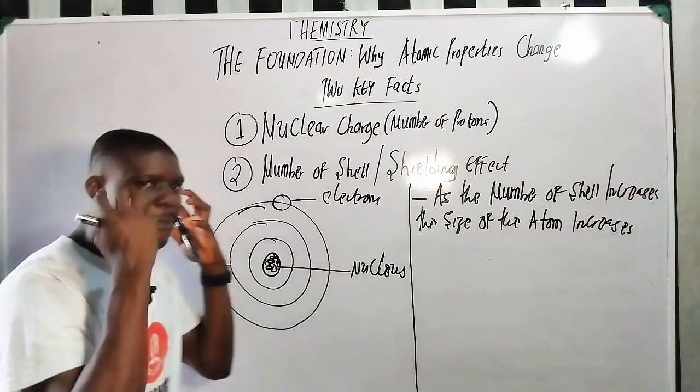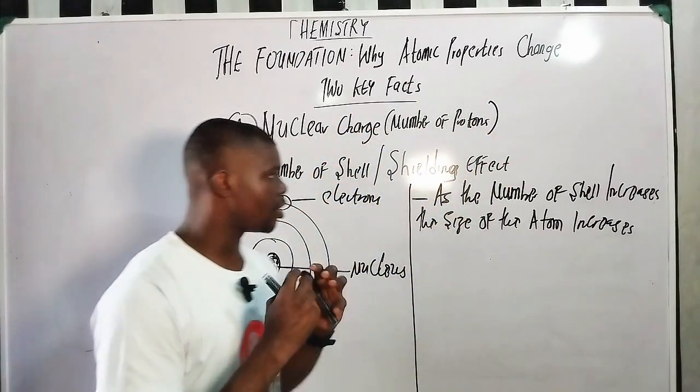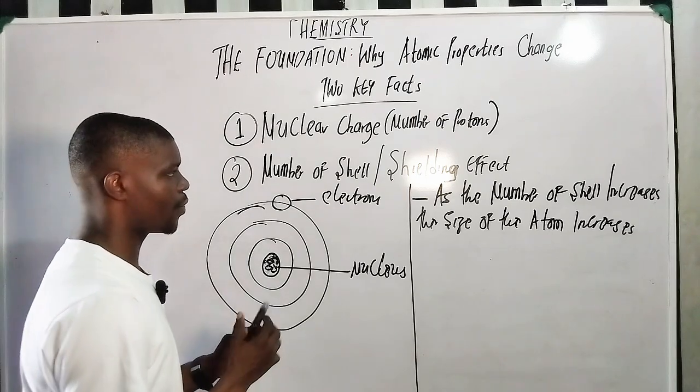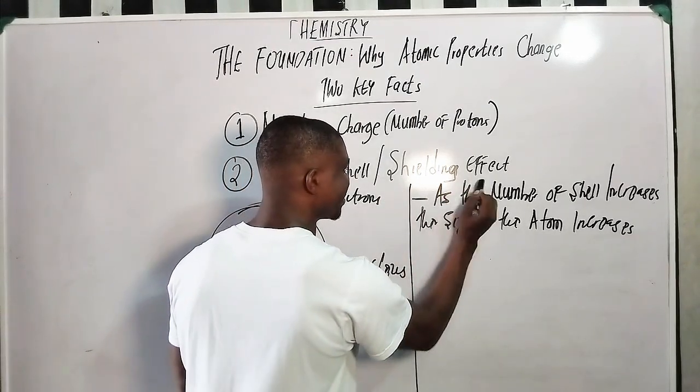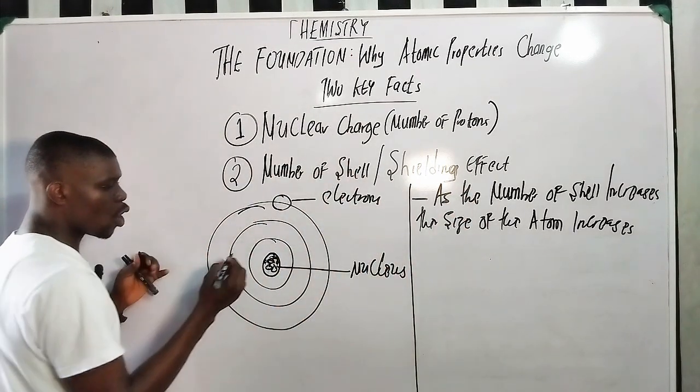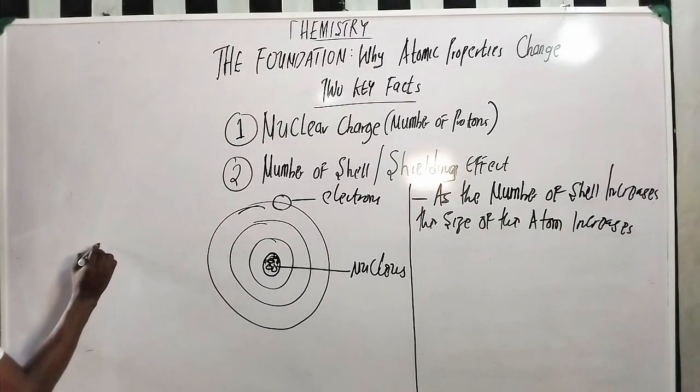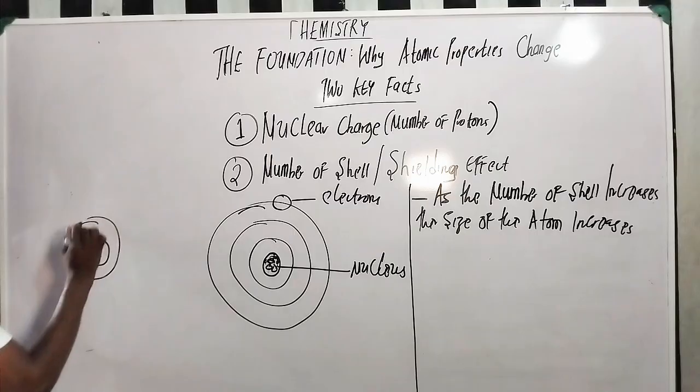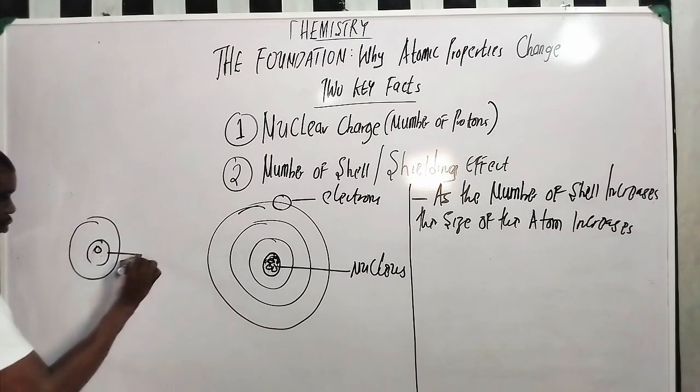Our main aim is the outermost electron, because that is what matters when you talk about the shielding effect. Now compare this one, this is the nucleus, with this one that has only one shell.